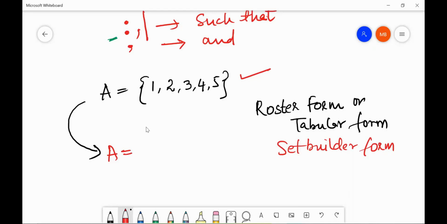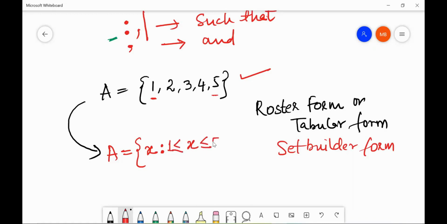So basically here we are trying to convert roster form or the tabular form into set builder form. So our set A has elements 1, 2, 3, 4 and 5. Let us see how we write this. Curly brackets as a rule. So x is such that, now what is the nature of the elements? These elements are 1, 2, 3, 4, 5, so greater than or equal to 1 but less than or equal to 5.